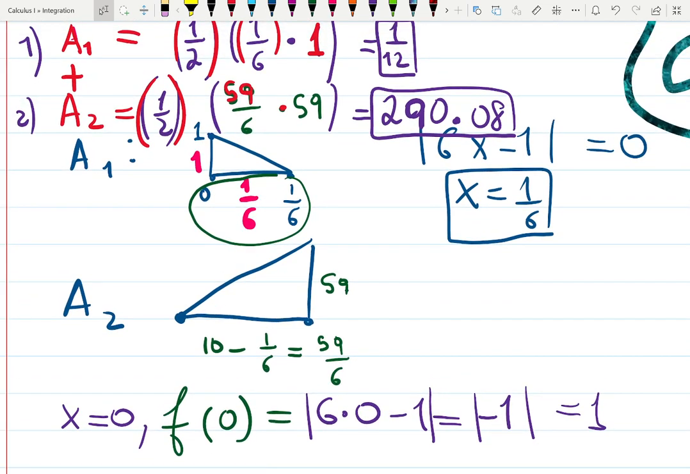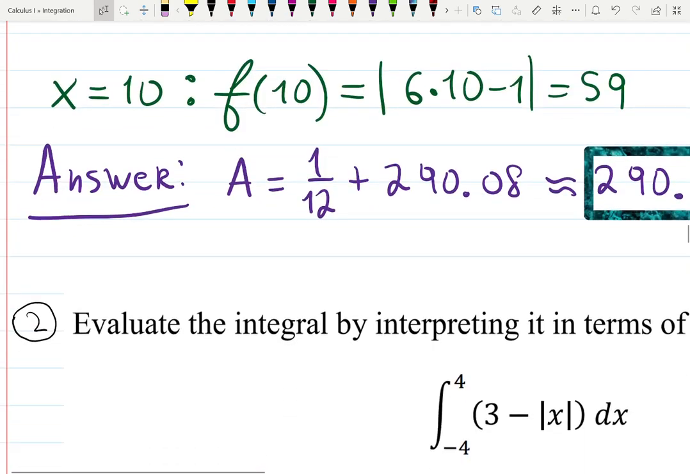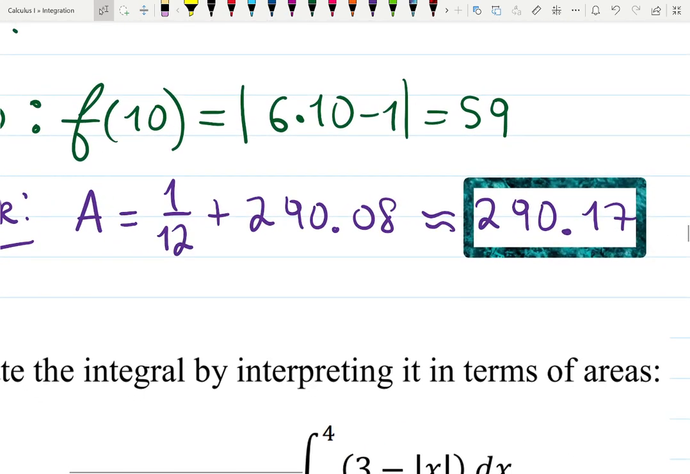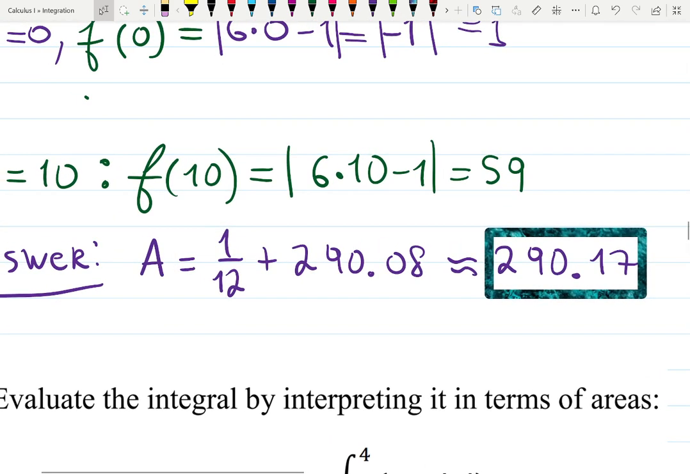Because it's pre-calculus and even algebra, you should take time to review it. If you have troubles with that, come to office hours. We can work on this together. I'm very okay with that. So here's your two areas: 1/12 from the very first one, and then 290.8 for the second one. And I just approximated, which is pretty rare for me. I usually have exact answers.